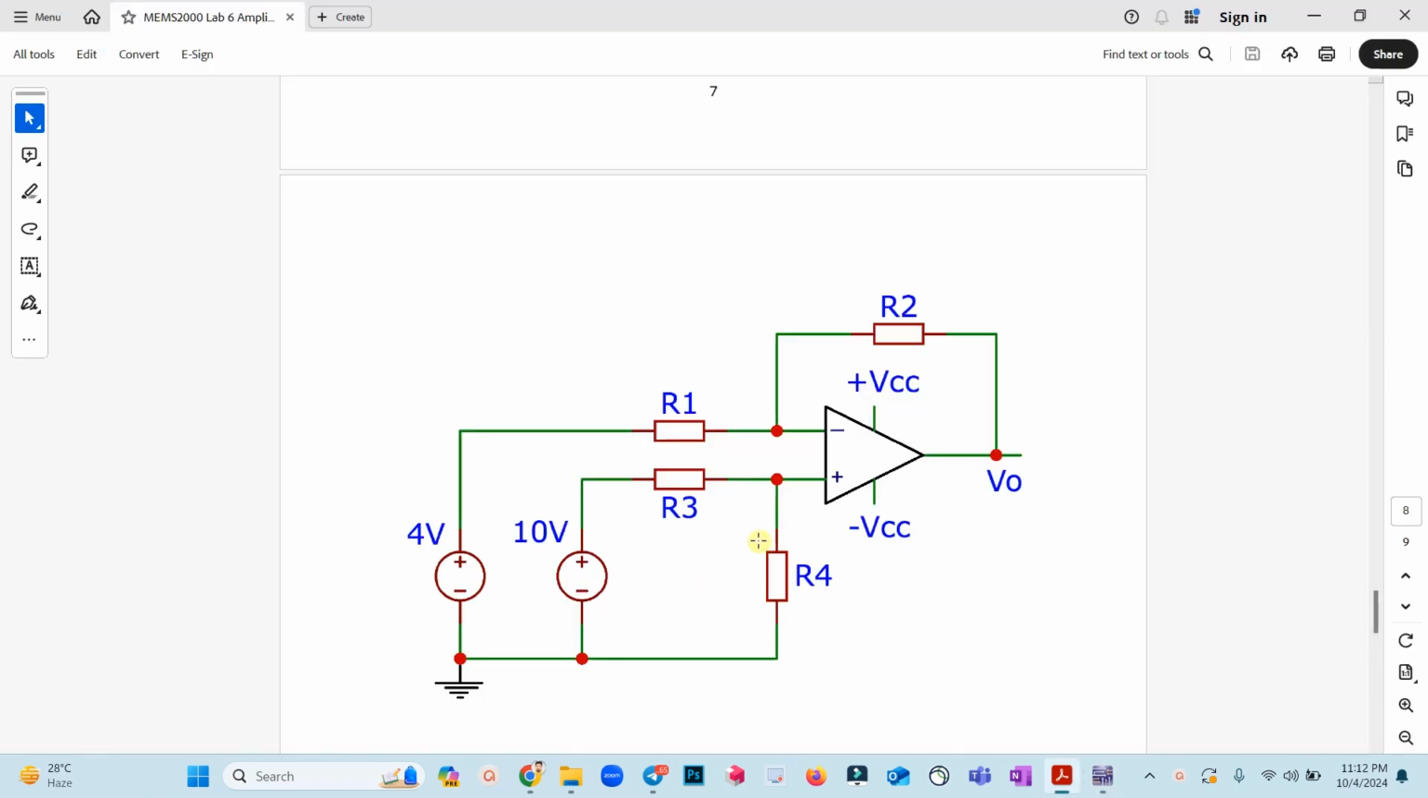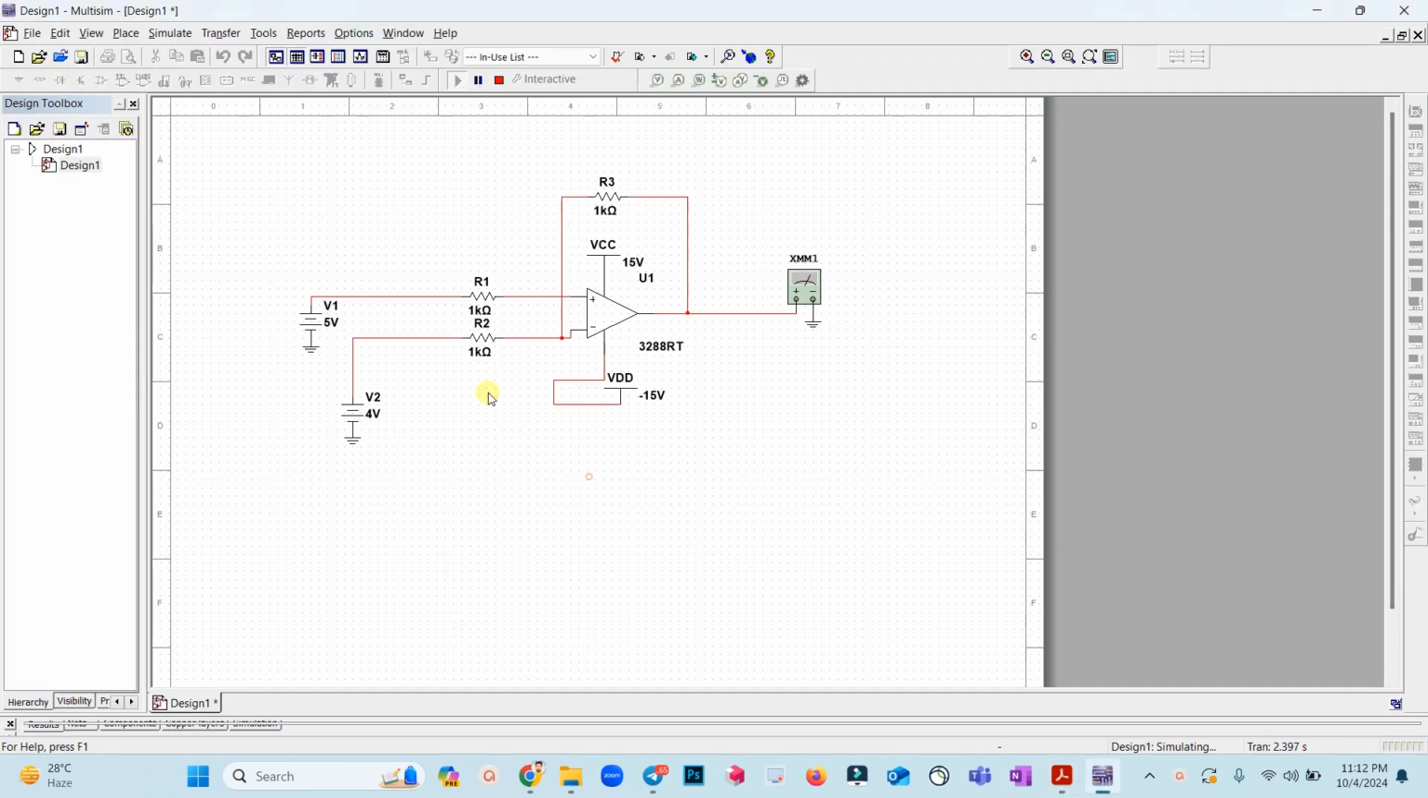Let's look at the circuit. Yeah, so I haven't connected this resistor, the fourth resistor, which is connected with the ground. So let's connect another resistor. I missed this resistor, so that should be connected with the positive one, right, and also a ground.